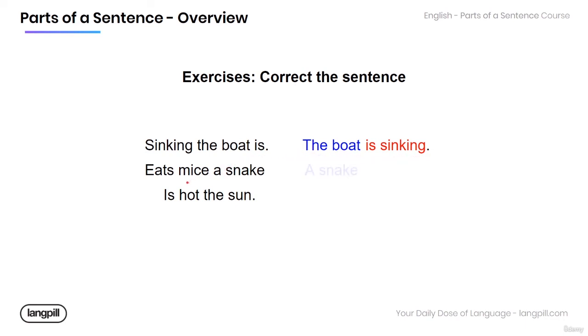Next, we have a snake and eats mice. Okay? A snake is our subject, eats mice is the predicate. And the last one is hot the sun. We have the sun is hot. Okay? So the sun is hot, with the sun being the subject, is hot being the predicate.